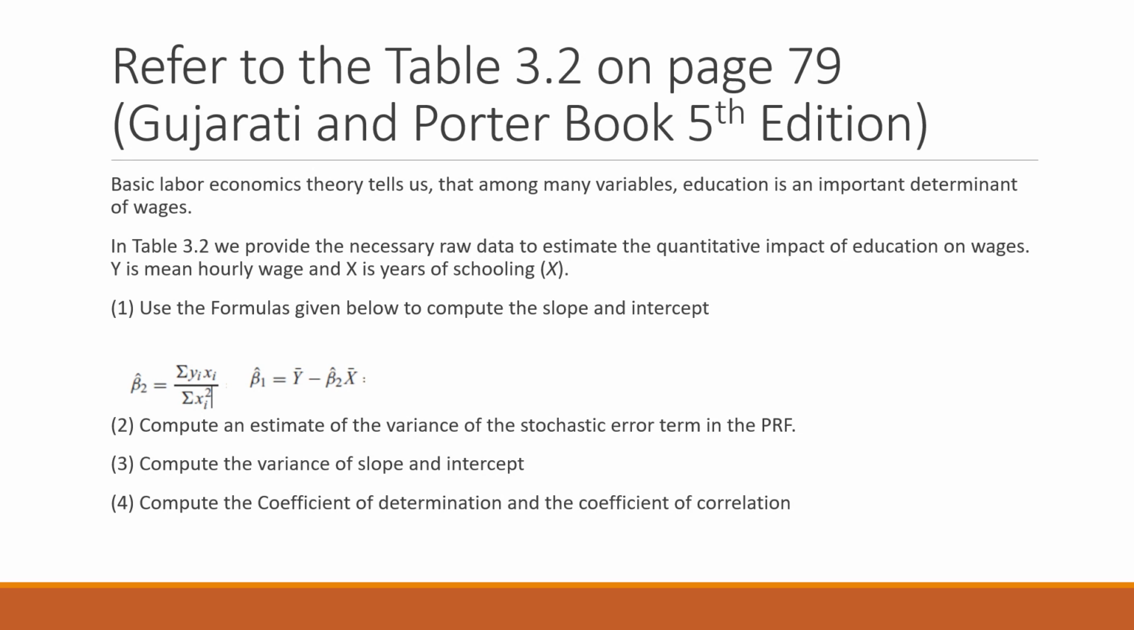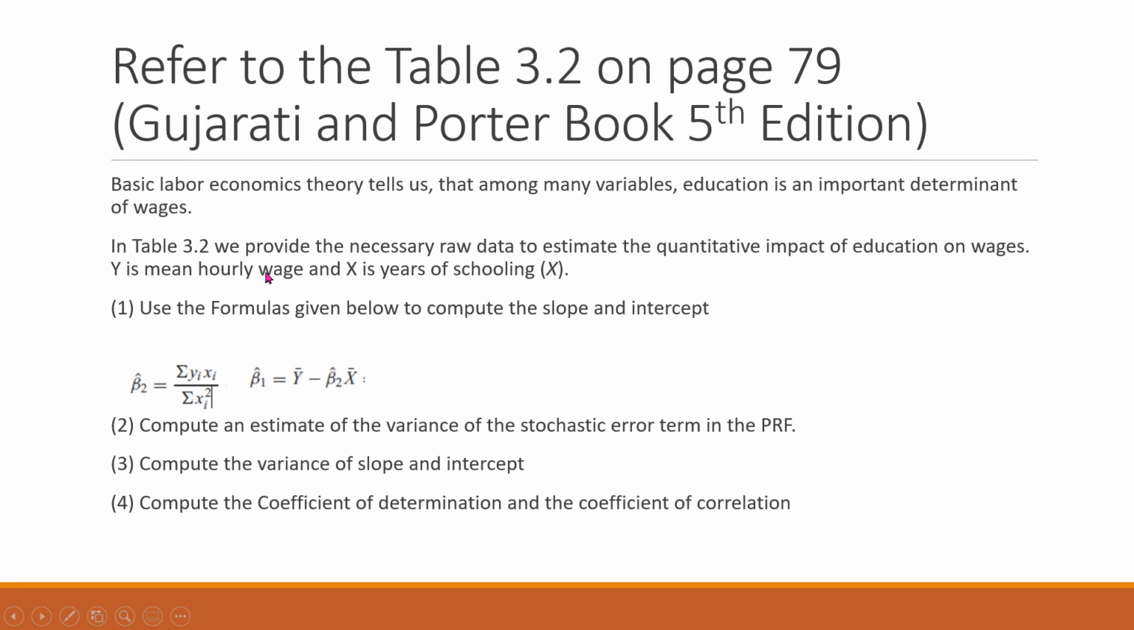Although there are many other variables, education is one of the important determinants of wages. So in table 3.2, we provide the necessary raw data to estimate the quantitative impact of education on wages. That is, we are going to run a regression in which we take wages as a dependent variable and education as an independent variable. So y is mean hourly wage and x is years of schooling.